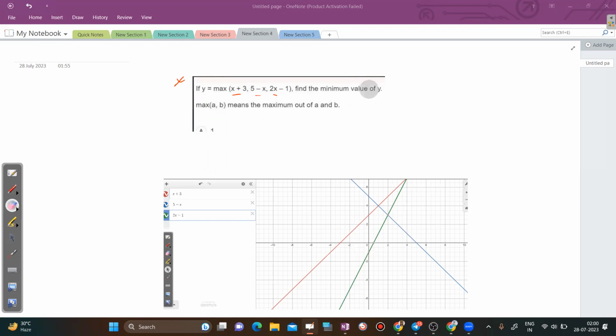So let's see the graphs. This red line is x + 3, this blue line is 5 - x, and this one is 2x - 1. When you plot the rough graph, only then do you have to notice it. The question is max of these, so what will the solution graph be?